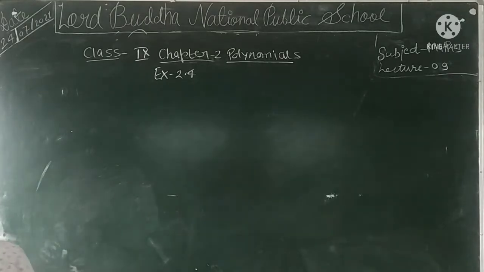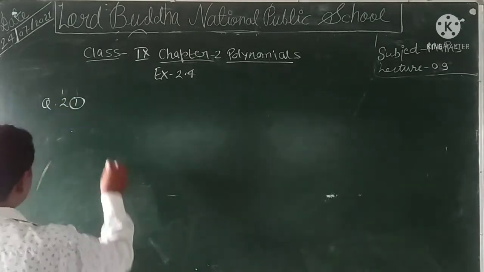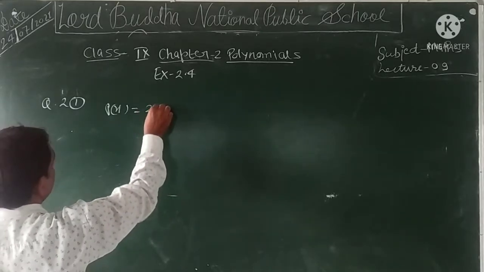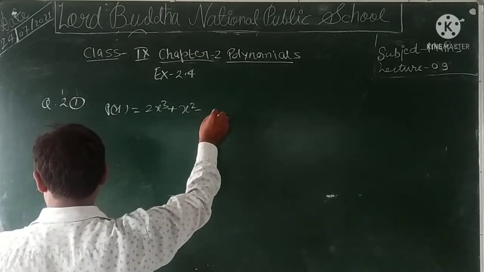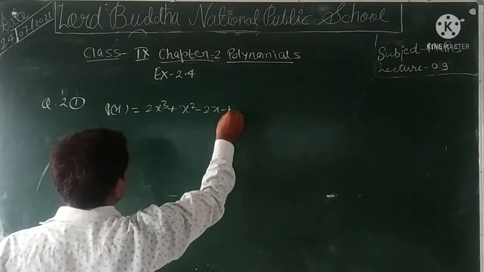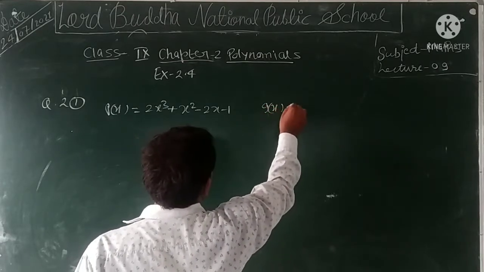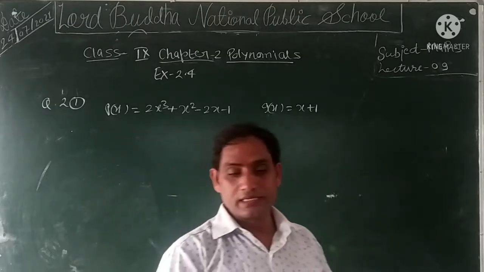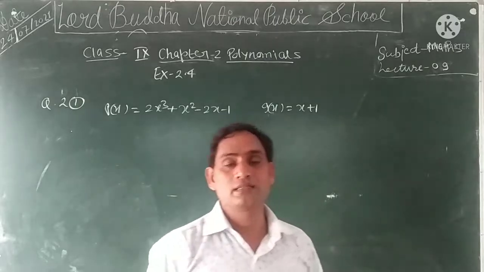The first part of the question is that p(x) equals 2x cube plus x square minus 2x minus 1, and g(x) equals x plus 1. It means we have to check whether x plus 1 is a factor of the given polynomial or not.